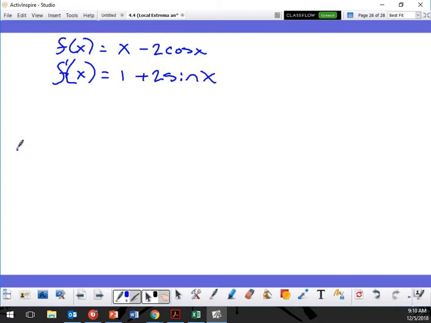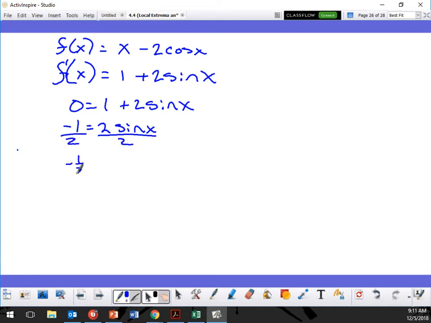So now, to identify local mins and maxes, I need to use the first derivative and plug it into the second derivative. That is the second derivative test. So we're finding the points of 0. Those are going to be my mins and maxes, and we're going to test them using my second derivative. So take my first derivative and set it equal to 0. So 0 equals 1 plus 2 sine of x. Move the 1 over, so negative 1 equals 2 sine x, divided by 2. Negative 1/2 equals sine of x.